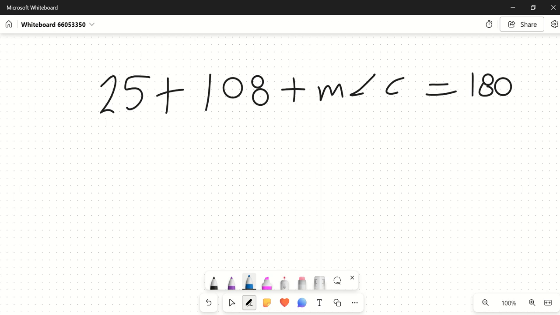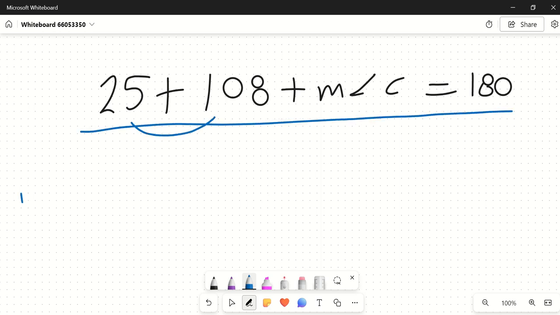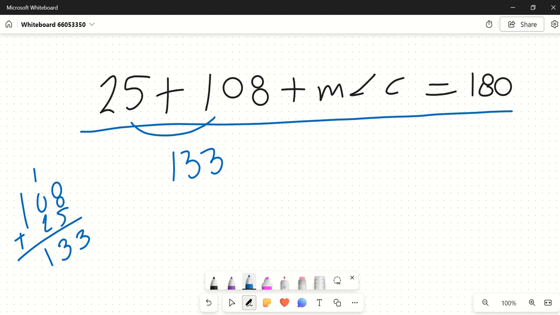What are they known as? I'm looking for the correct vocab. Okay, like terms is one of them, but what are they both known as? Individually, what are they? We need to combine the 2 constants together. That will give me 108 plus 25. Everybody help me out. 8 plus 5? 1 plus 0 plus 2? 1 plus nothing? So this will be 133 plus measure of angle C equals 180.